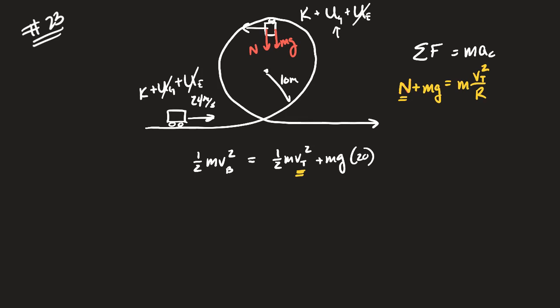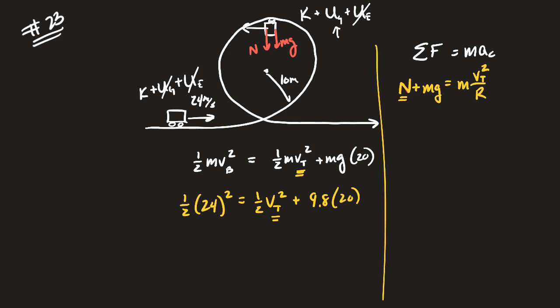Now the math part: 1/2 times 24 squared equals 1/2 vt squared plus 9.8 times 20. Notice I dropped the m here because there's a mass in every term. You can use this to figure out vt. Over here, normal equals 74 vt squared divided by 10 plus 74 times 9.8. They told me that the mass of the person in the problem is 74 kilograms.